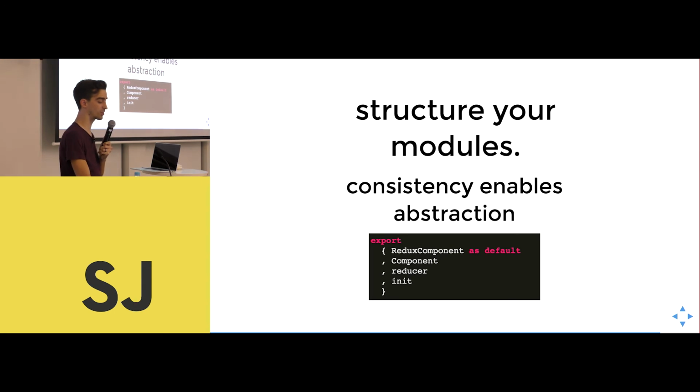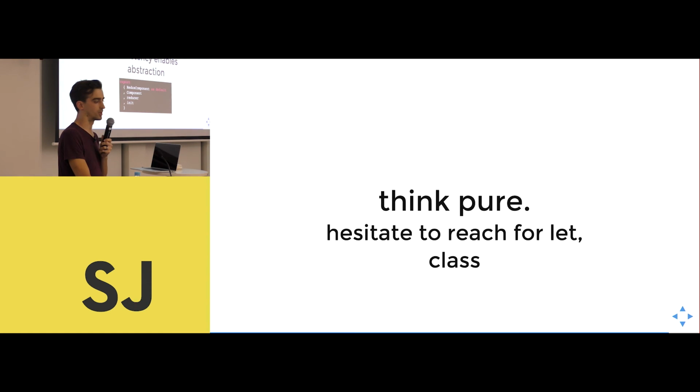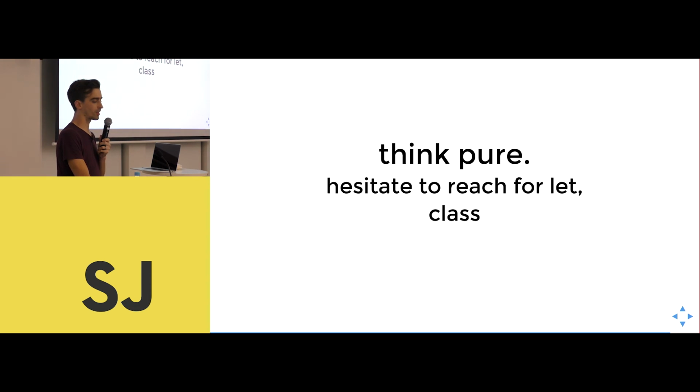Another thing you can do is structure your modules. If you have a consistent approach to how you export your JavaScript modules, like let's say I'm going to export my connected component, the actual component, some reducer, and the initial state, you can really easily abstract that into some wiring and have it take care of the glue for you. And the reason you might export the raw component is just so you can test it, pass values into it, and make sure that it snapshots well.